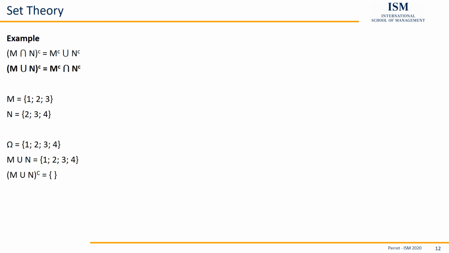Okay, then we start again with the right side. Again, we need the complement of M and the complement of N. We had those from the slide before as 4 and 1. And then we need the intersection of those two sets, so the elements which are part of the complement of M and part of the complement of N. And 1 and 4 do not share any elements. So here the intersection is the empty set as well. Now we see the left side results in the empty set, the right side results in the empty set. So it seems to make sense in this case as well.